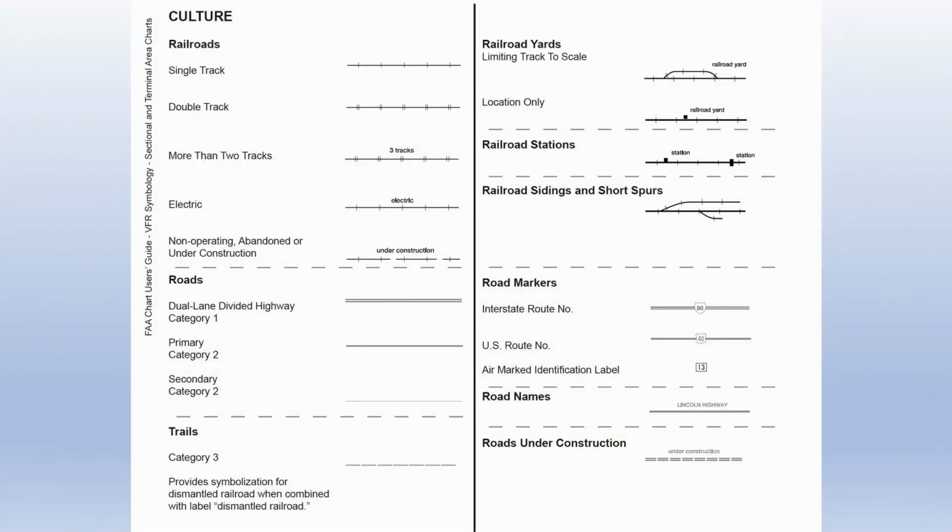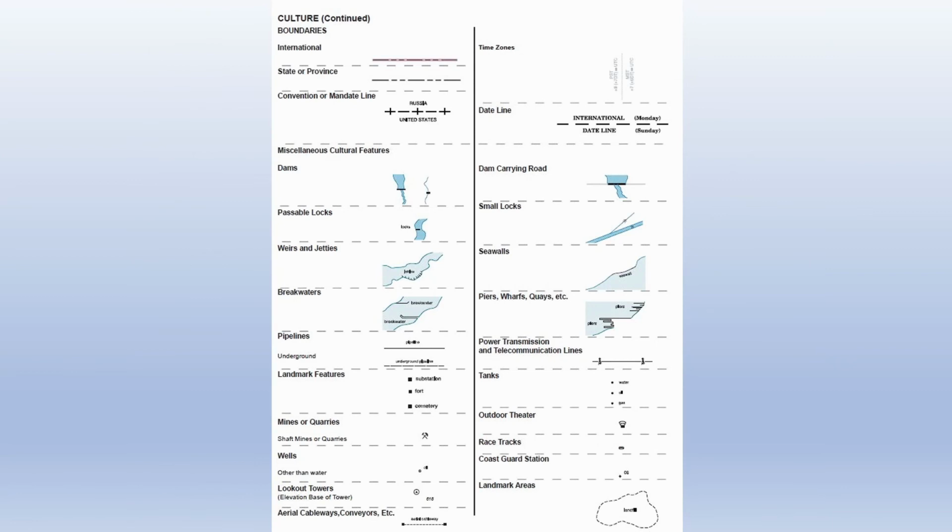Roads are also depicted and are categorized as divided highways, primary roads, and secondary roads. Major routes, such as interstates and U.S. highways, are usually labeled. Other landmarks that are prominently depicted include railroads, power lines, bridges, dams, and outdoor features such as racetracks and amphitheaters.